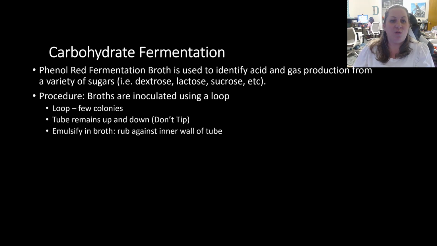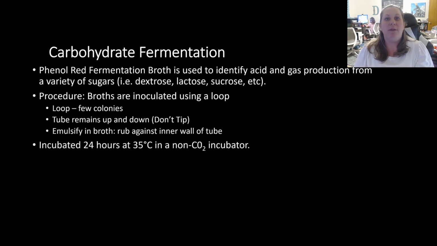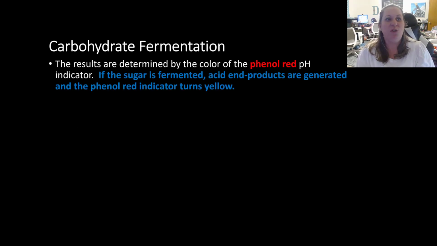And then we're going to make sure we get all the bacteria off of our loop by tapping the inner wall, rubbing it against it, making sure we get all the bacteria off our loop. We would then incubate this for 24 hours, okay, at 35 degrees Celsius, and we will stick it in just the normal incubator. So the results. How do we know if it actually fermented these types of sugars that were present? So these are determined by the color of the phenol red pH indicator. So if a sugar is fermented, acid is ultimately going to be produced.